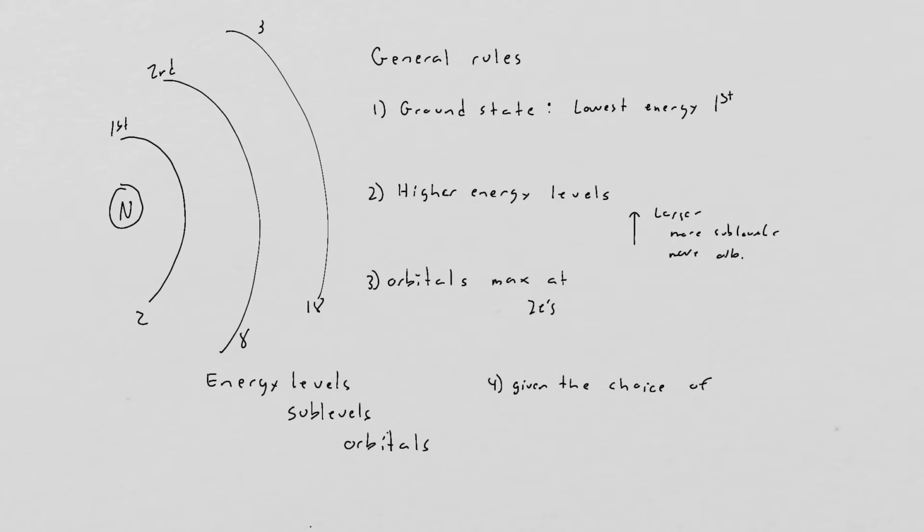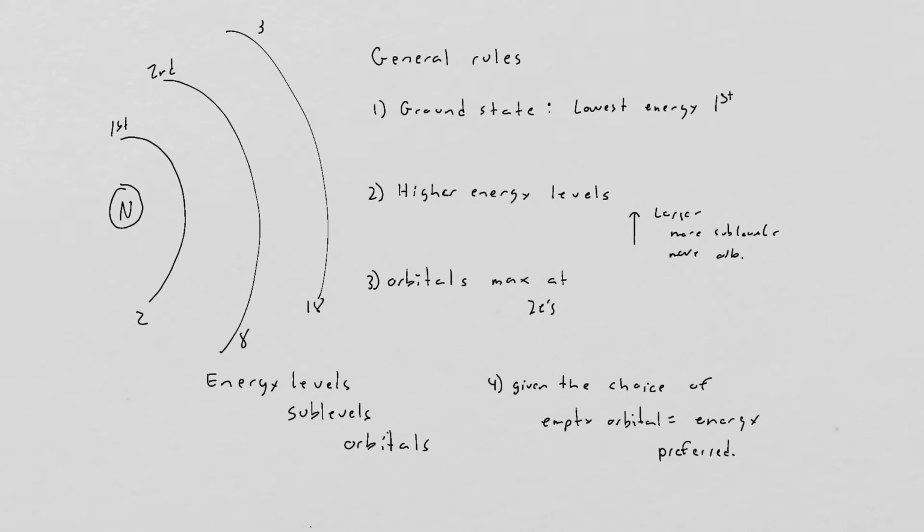And the fourth thing we need to know before we get started here is that, given a choice of an empty orbital of equal energy or a half-filled one, electrons like going into an empty orbital. They don't like being in the same orbital as another electron because they repel each other, and that's a higher energy state. So an empty orbital, it's called a degenerate orbital, by the way, of equal energy is always preferred.